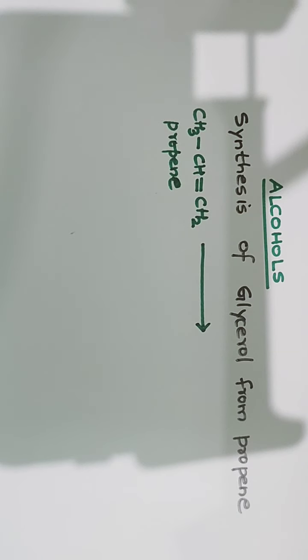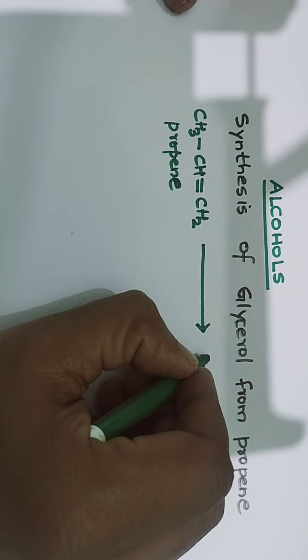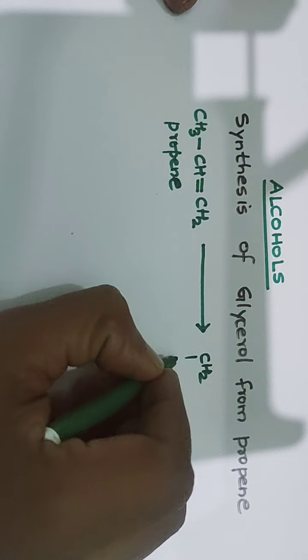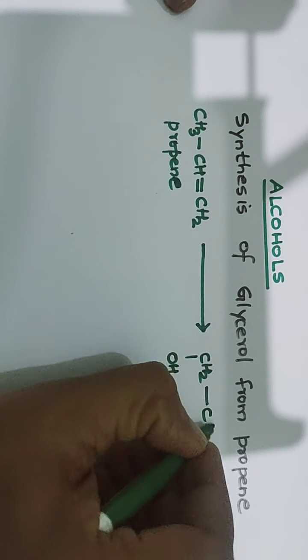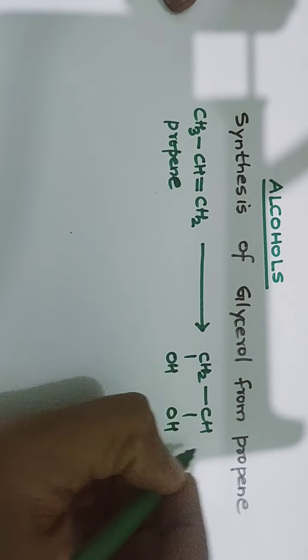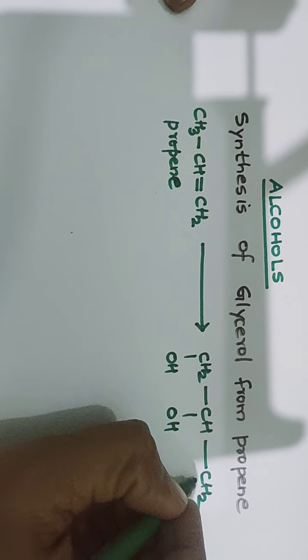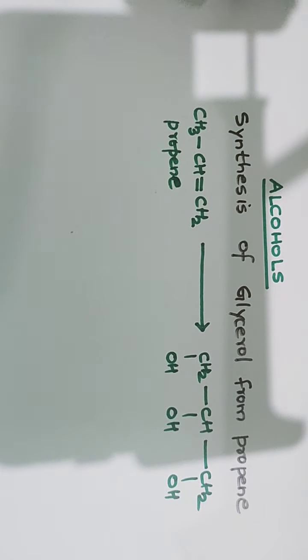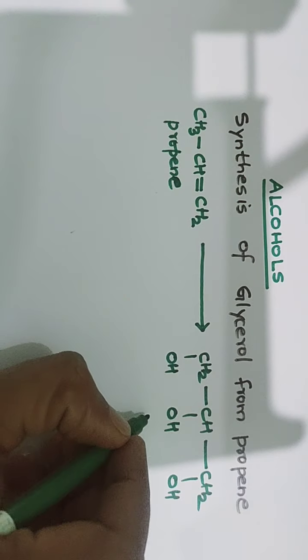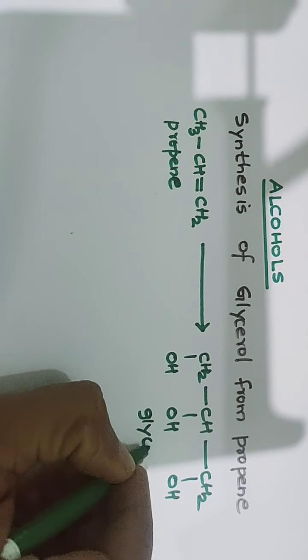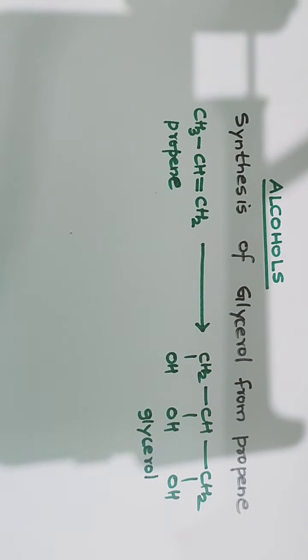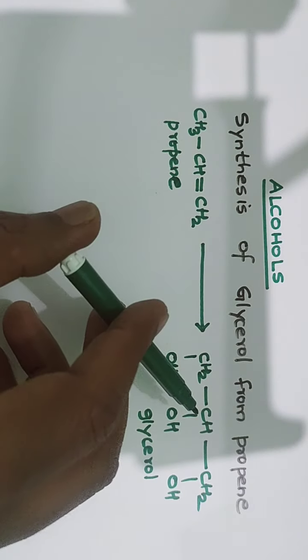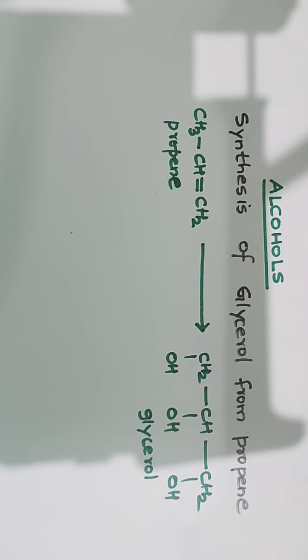What is glycerol? Glycerol is a trihydric alcohol. Okay, so each carbon, that is CH2OH, CHOH, CH2OH, this molecule is glycerol. Okay, so we need to prepare glycerol from propene.